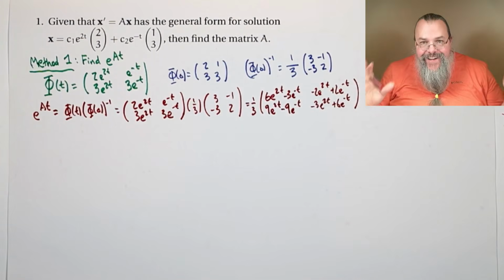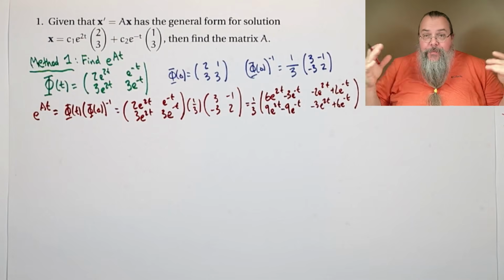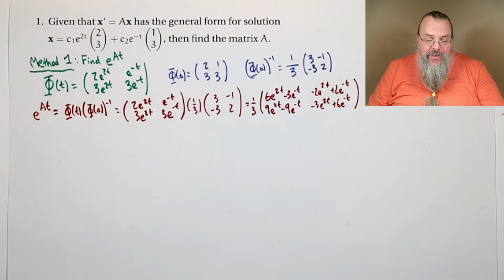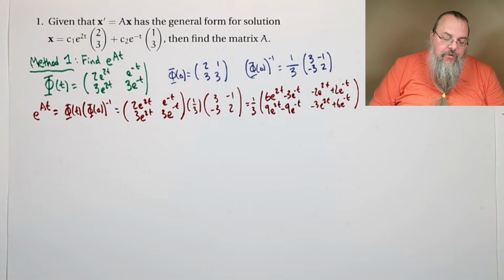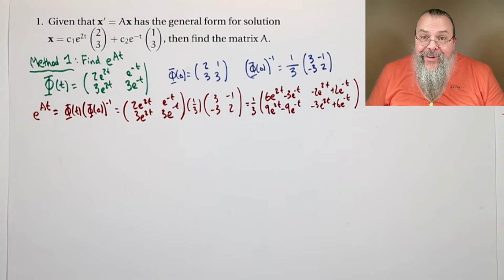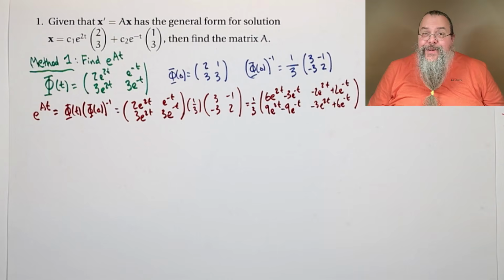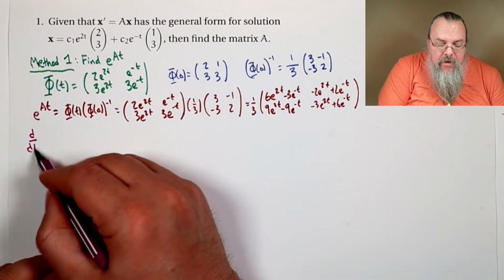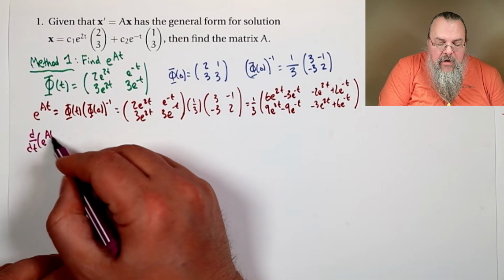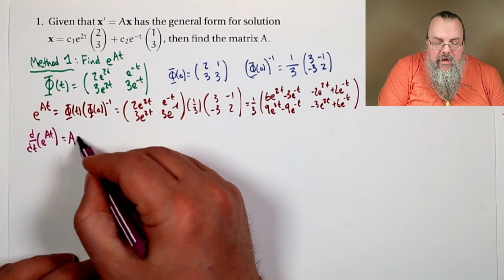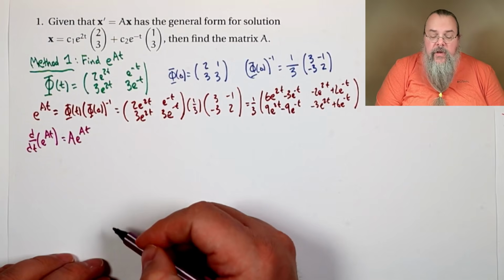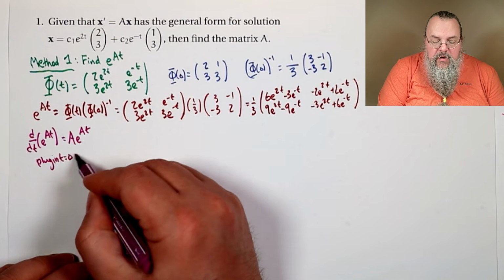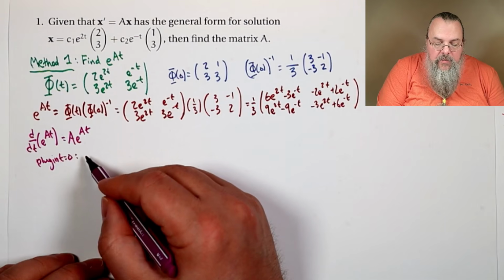Good. Now, at this point you're like, great, but why do this? Well, now comes the magic. If you take the derivative of e to the At, what happens? Well, the derivative of e to the At is A e to the At. And now plug in t equals 0, and we get the following.